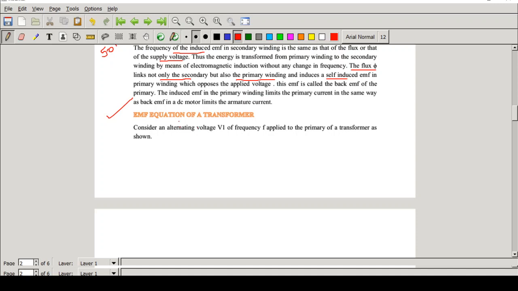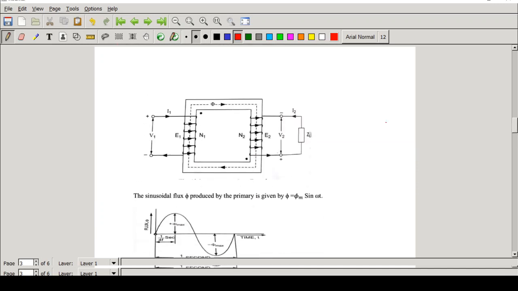So here let's consider that you are applying an alternating voltage V1 of frequency F to the primary of a transformer. So this is the circuit diagram. V1 is the input voltage, I1 is the input current, E1 is the induced EMF in the primary, and here you can see the flux. This is a mutual flux which will link both the primary as well as the secondary, and due to this flux there will be EMF induced in both. The EMF induced in the primary is taken as E1 and the EMF induced in the secondary is taken as E2.